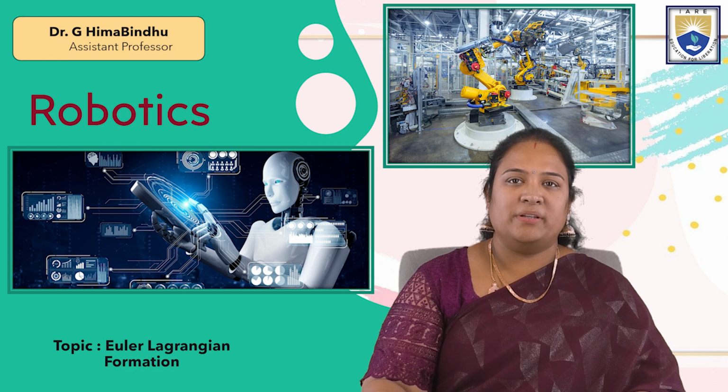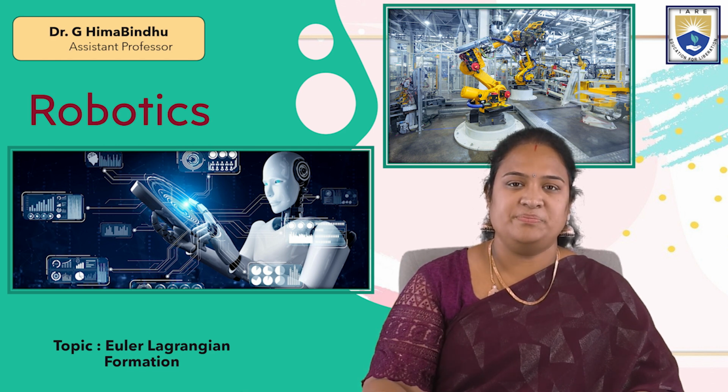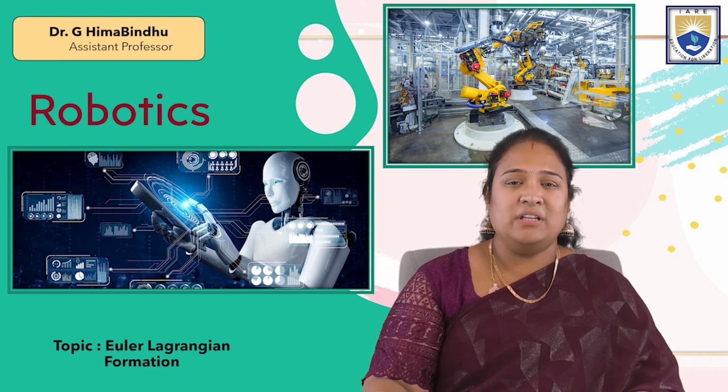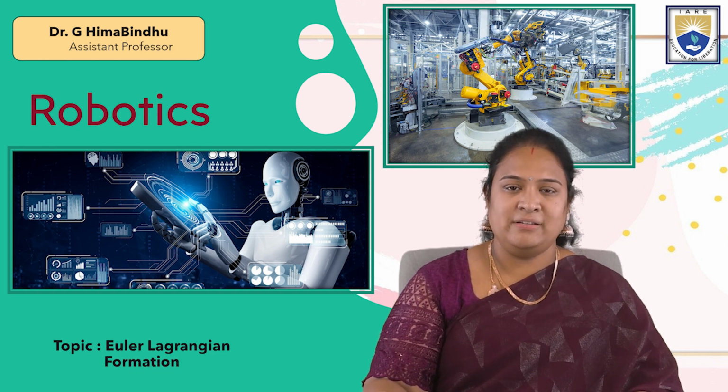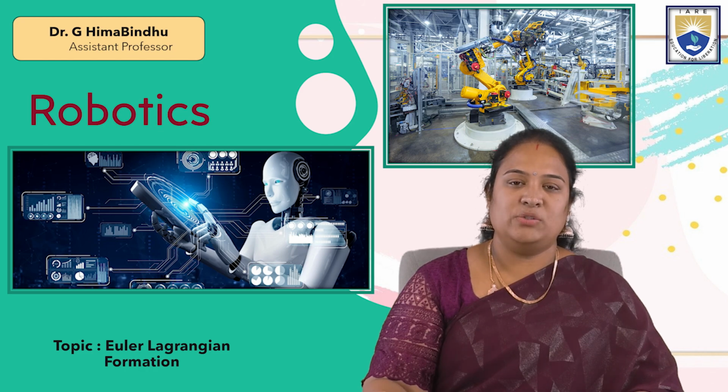My today's topic is Euler Lagrangian formulation. What do we mean by the Euler Lagrangian formulation? What is the purpose of using this formulation? What are the various types or various methods involved in this formulation? And how do we derive the equation to find out the motion of the robot's manipulator? All that we'll discuss in today's session.